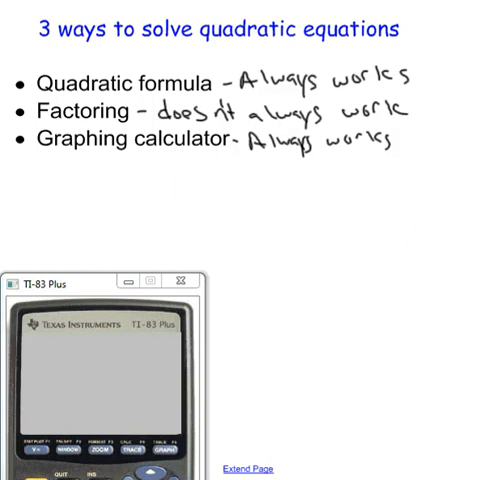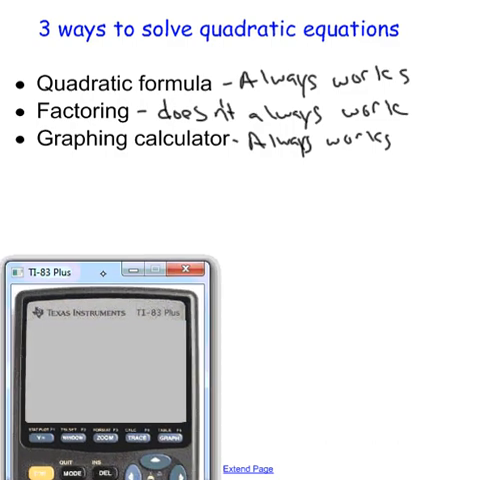Oh, and just one last word, okay? It's entirely up to you what method you want to use to solve the quadratic. If you want to use the formula, factoring, or the graphing calculator, it's entirely up to you. Whatever you feel more comfortable with.